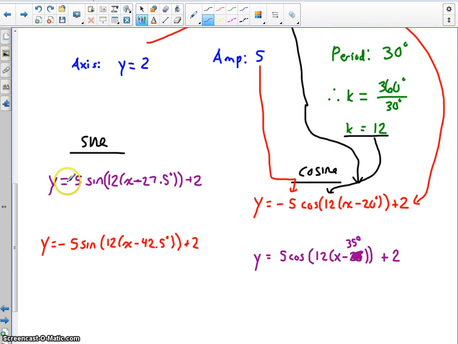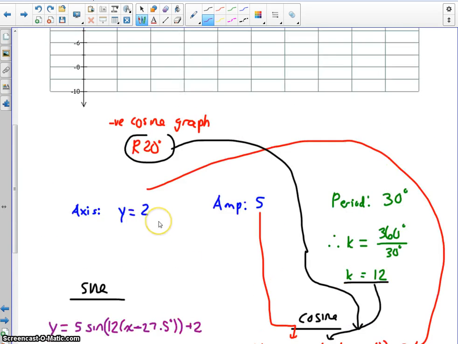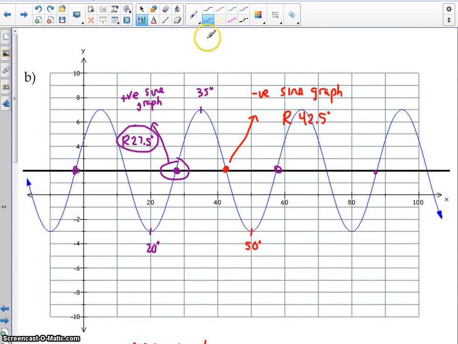Again, amplitude's the same. It's a positive sine graph because I go up from the axis. 5 sine 12 bracket x minus 27.5 degrees, all plus 2. For my negative sine graph, I need to be on the axis going down from there. So again, I just chose this point where it happened, even though there were others.